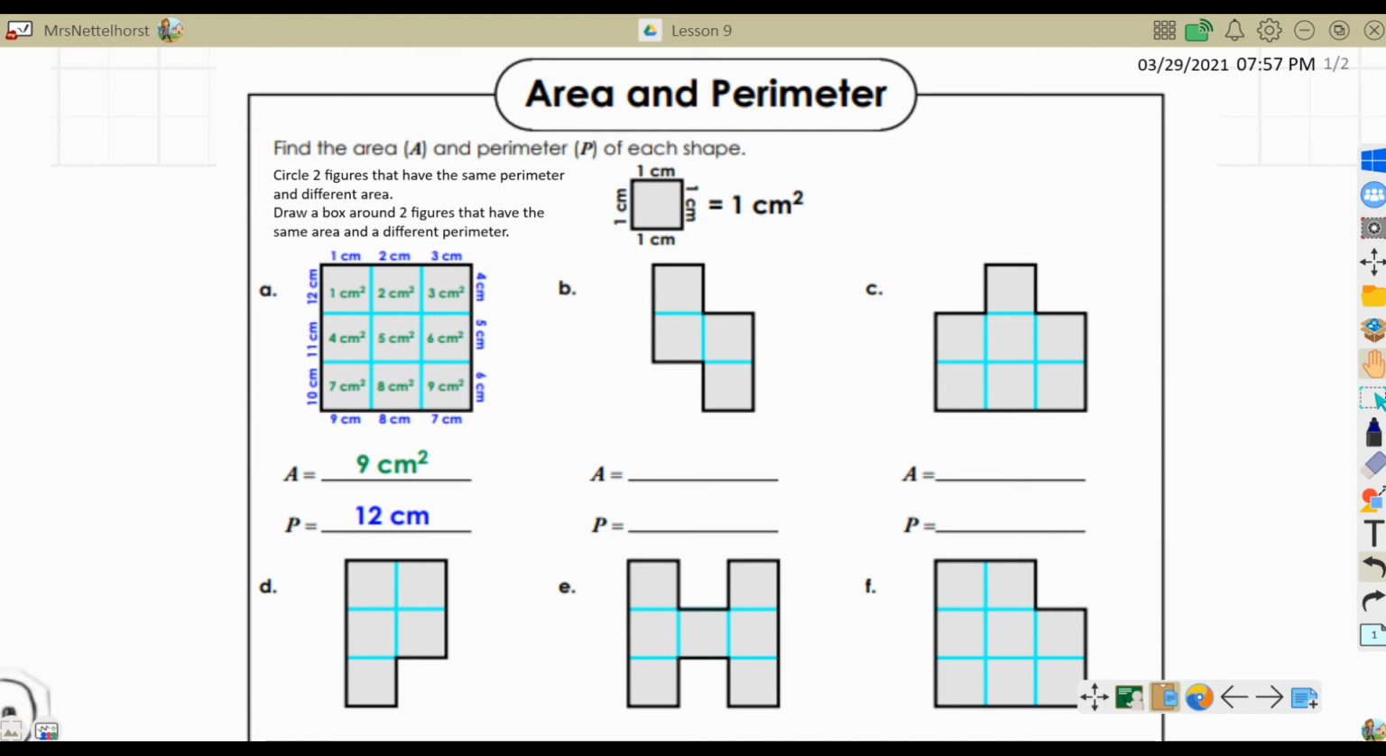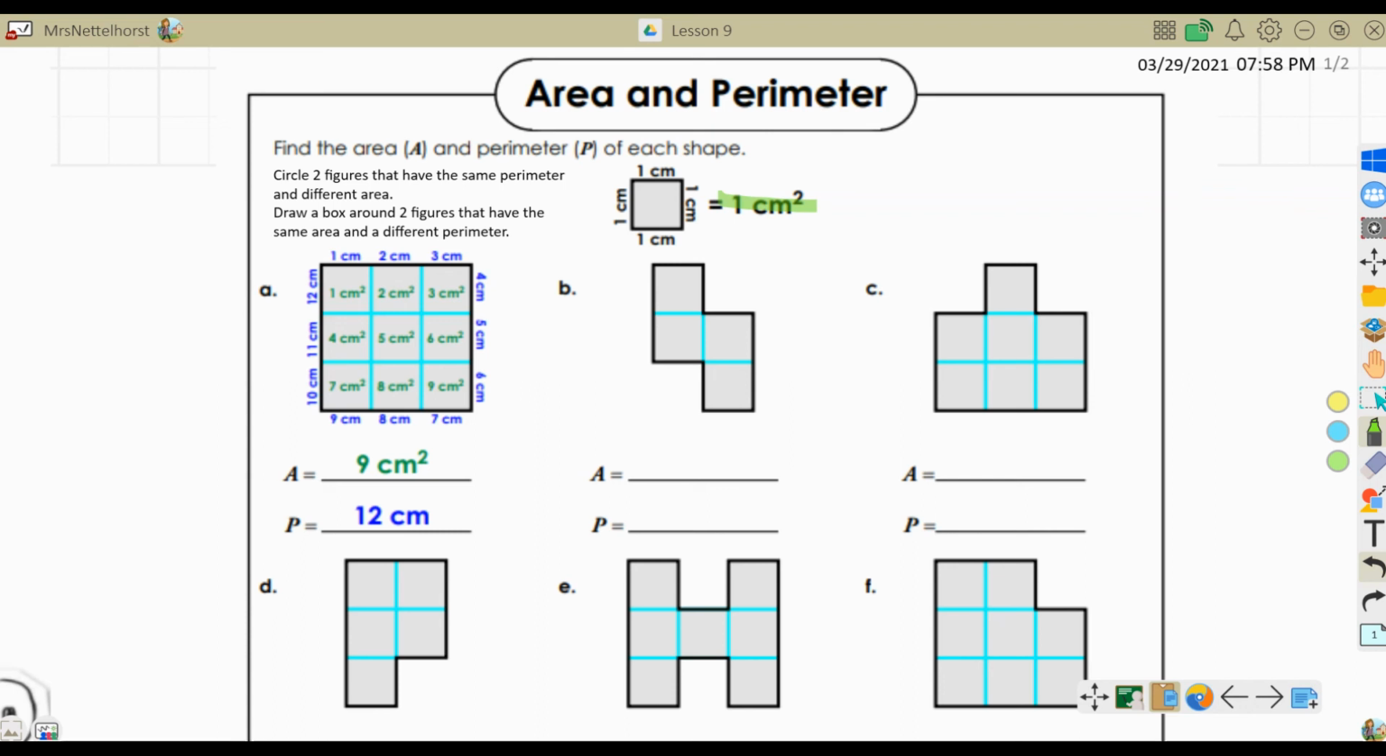So you're going to find the area A and perimeter P of each shape. Now, they have you labeling it with that little exponent 2. Basically that means squared because you're doing a two-dimensional figure. You're doing length and width. So when you're doing area, you're going to label it with cm squared. They're all cm squared, and all of them need to be labeled. So this is your label right here. When you do perimeter, you just do cm.